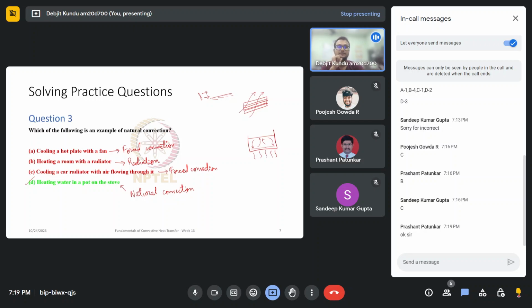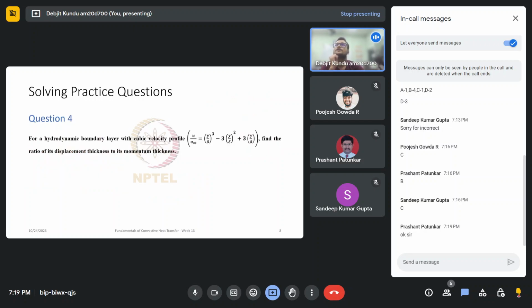So if there are no questions, we will keep moving on to now. This will require you to solve it using a pen and paper.